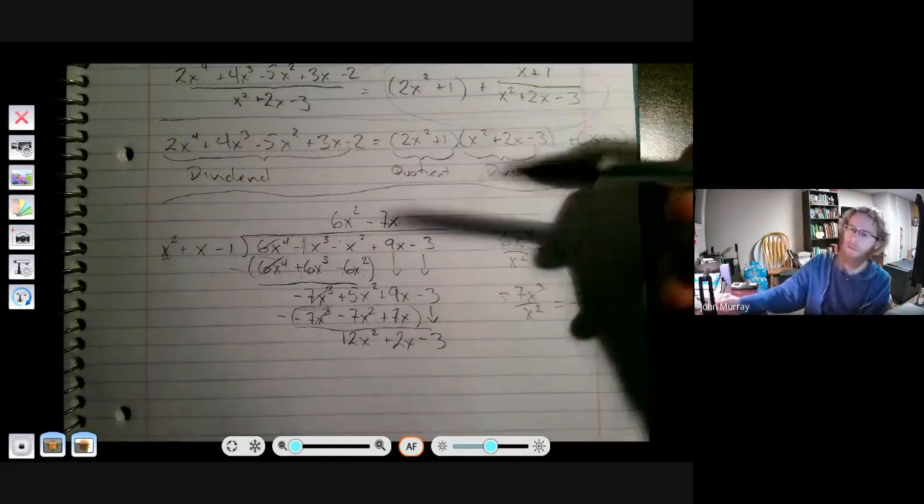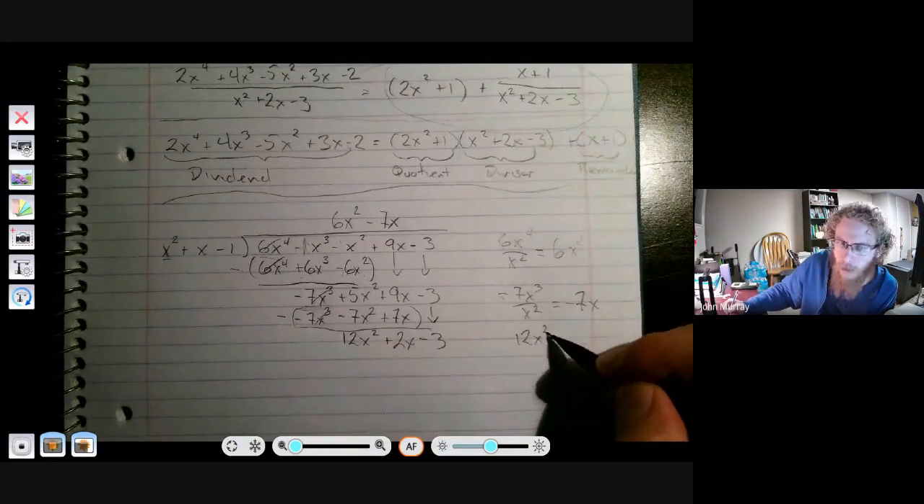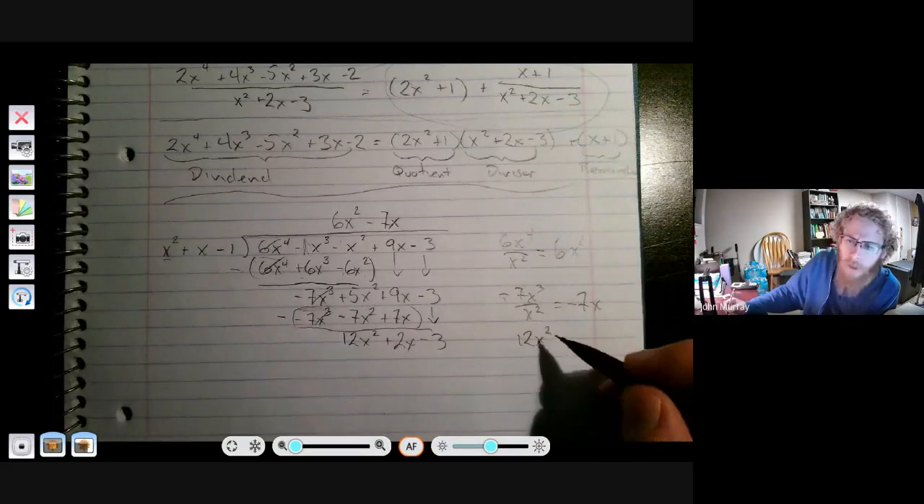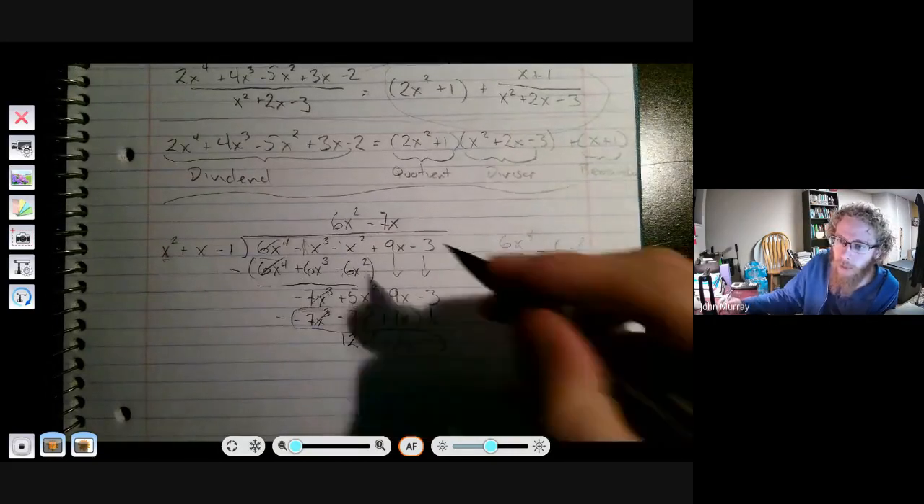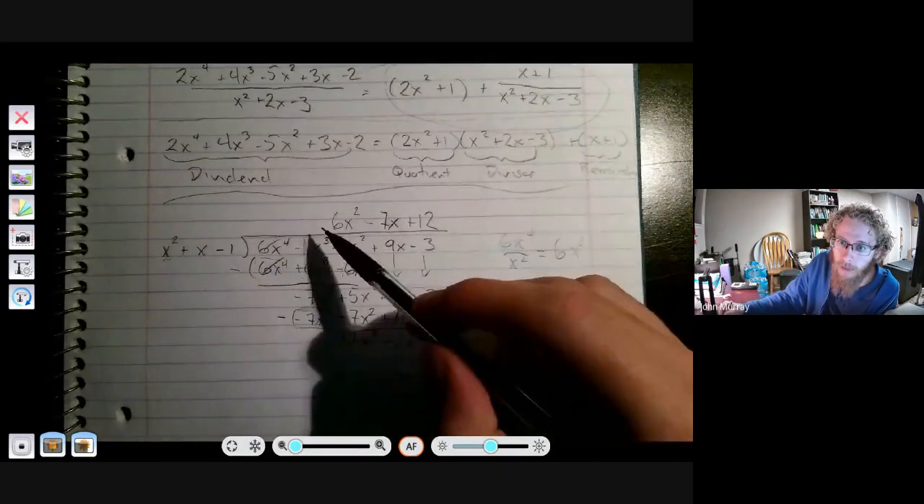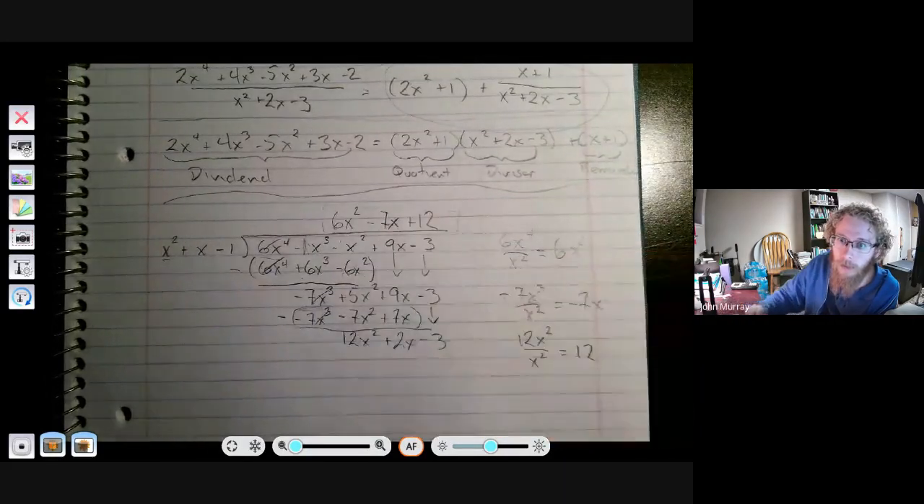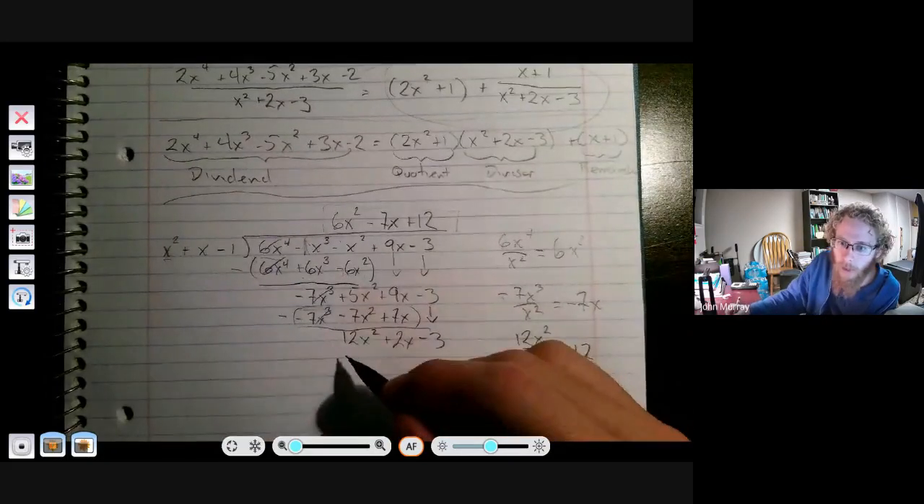All right, so now we're just looking at this last one here. 12x squared over x squared, well, that's just going to be 12. So now we're going to multiply this 12. We're going to distribute it.